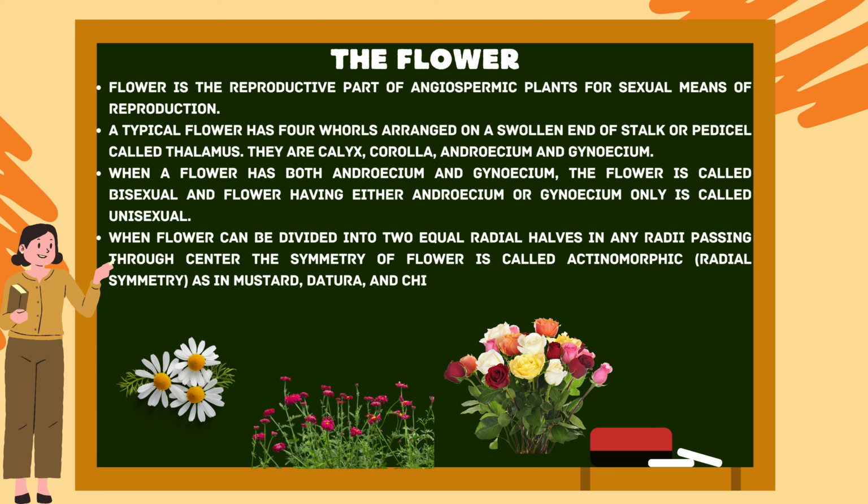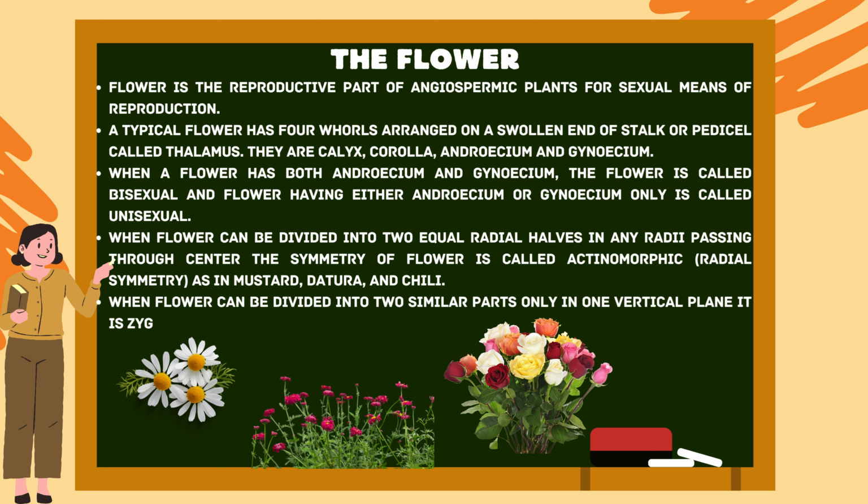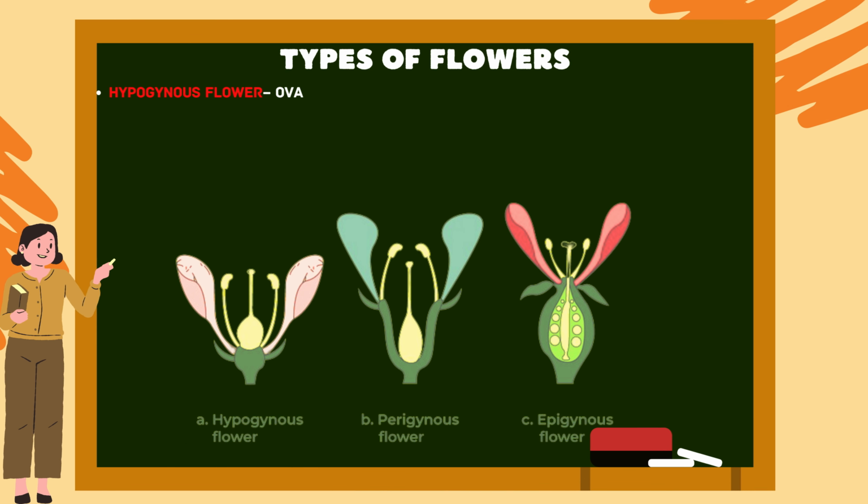When a flower can be divided into 2 equal radial halves in any radius passing through the center, the symmetry of the flower is called actinomorphic, as in mustard, datura and chilli. When a flower can be divided into 2 similar parts only in one vertical plane, it is zygomorphic, as in pea, gulmohar, cassia, etc. Now moving forward, types of flowers.